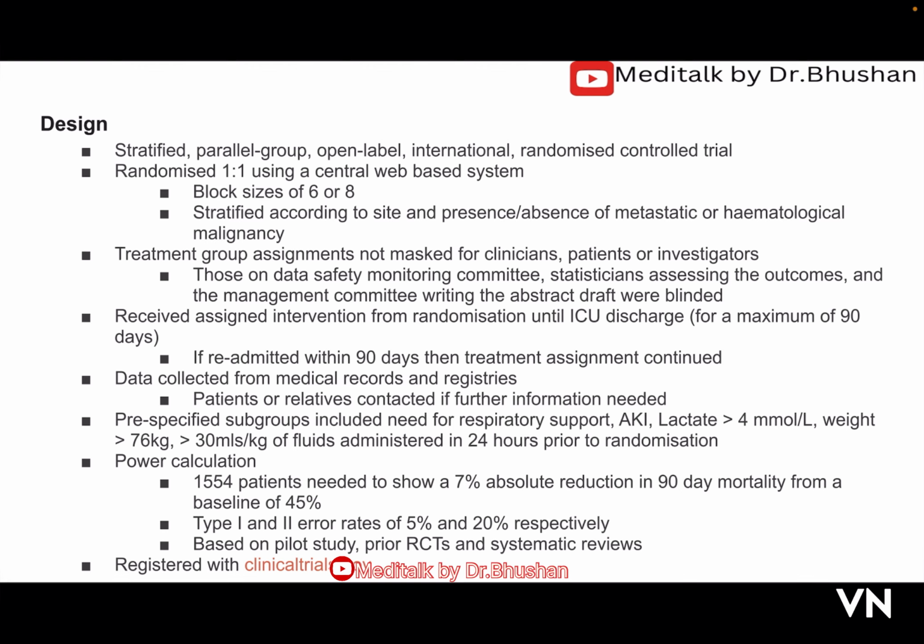Power calculation: 1554 patients were needed to show a 7% absolute reduction in 90-day mortality from a baseline of 45%. Type 1 and Type 2 error rates were 5% and 20% respectively, based on the pilot study prior to the RCT and systematic reviews. This trial was also registered on ClinicalTrials.gov in the USA.